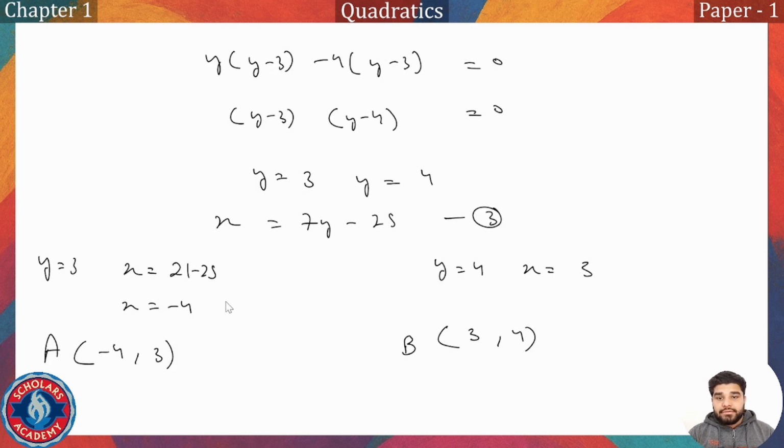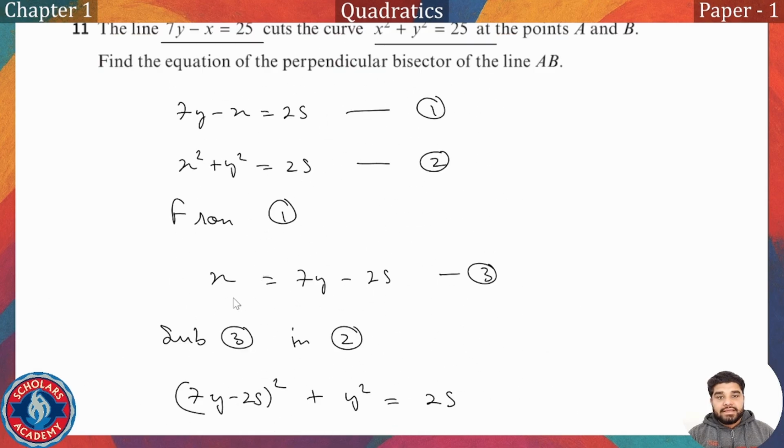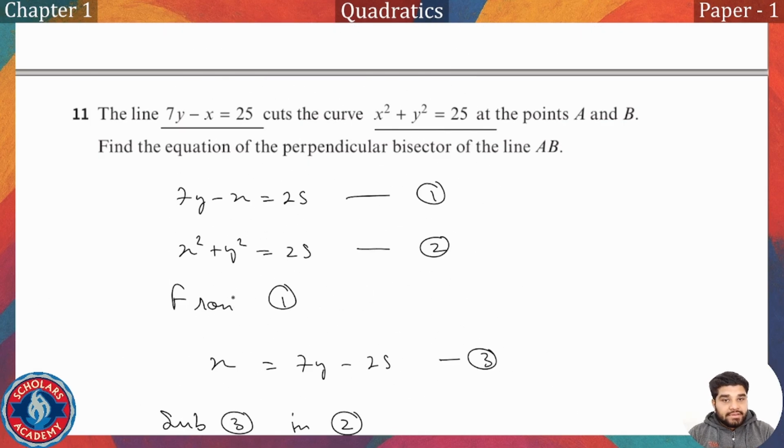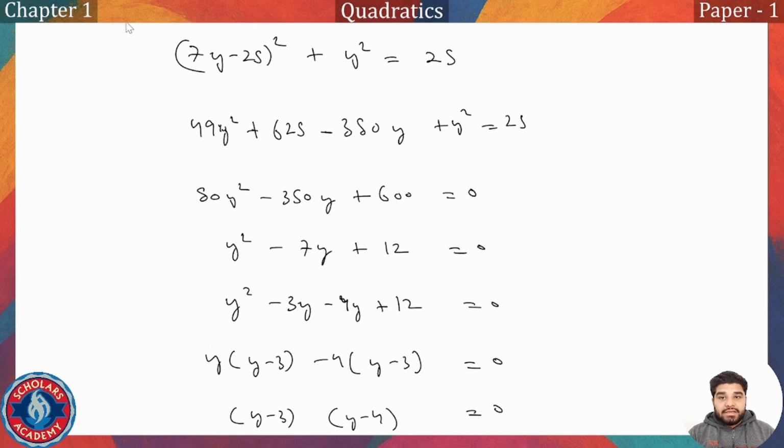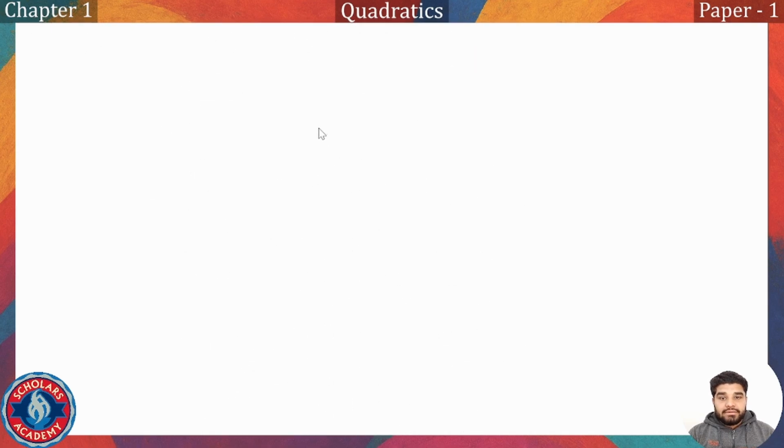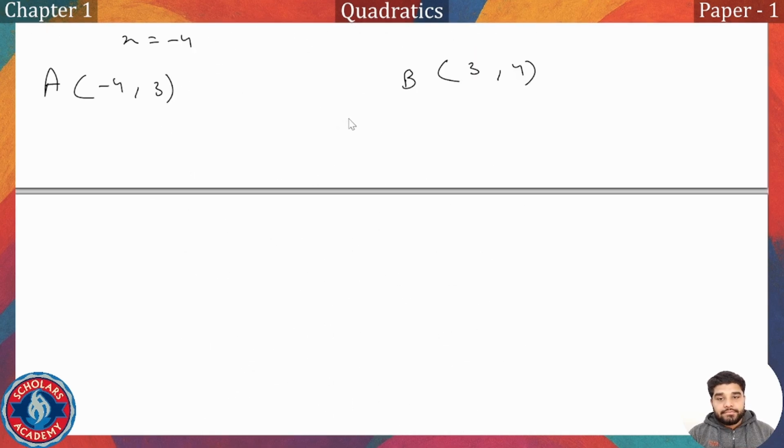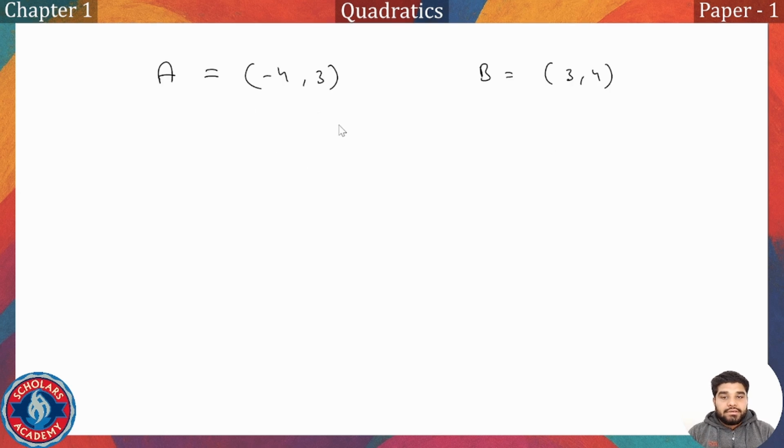So now what we want is we need to find the perpendicular bisector of the line AB, right? We got the coordinates of points A and B, so with the help of that we will try and find the perpendicular bisector. So A is equal to (-4, 3) and B is equal to (3, 4). So these are the two coordinates.